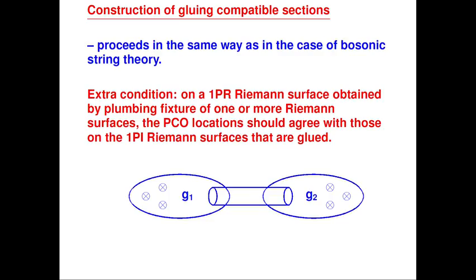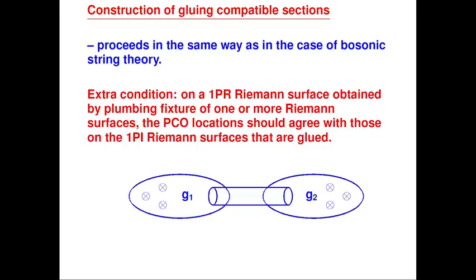So now we turn to the third step, construction of gluing compatible sections. Now this proceeds in the same way as in the case of bosonic string theory. We have to essentially demand that when you glue two Riemann surfaces, then on the glued Riemann surface, you have to first of all choose the local coordinate systems at the punctures to be what is induced from this gluing procedure.